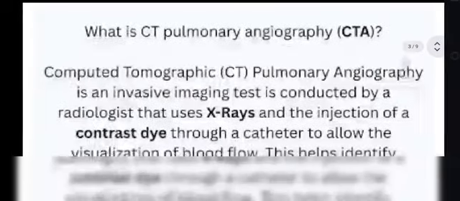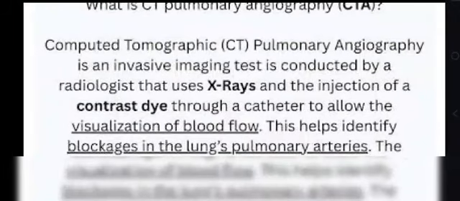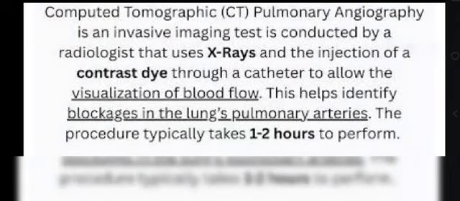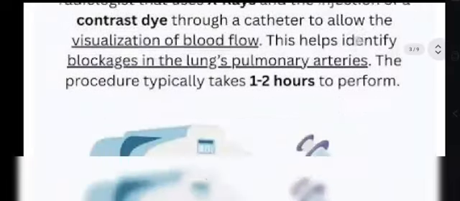So next, computed tomographic pulmonary angiography is conducted by the radiologist and uses X-rays and the injection of contrast dye through a catheter to allow visualization of the blood flow. This helps to identify blockages in the lungs' pulmonary arteries, and usually this procedure takes about 1 to 2 hours to perform.